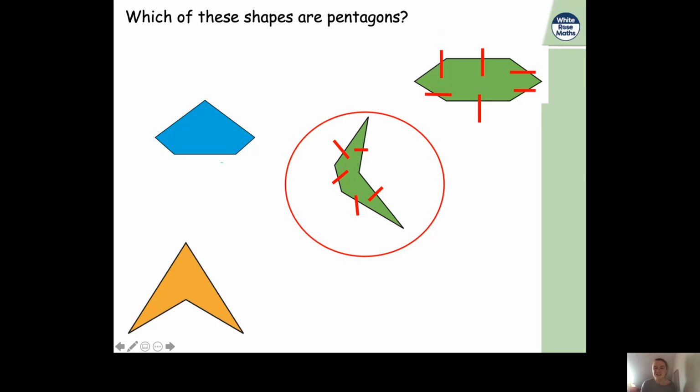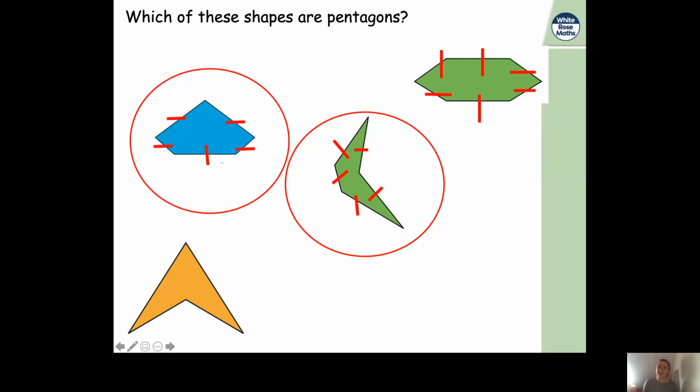Okay, Yeti, so let's look at these together. Well, let's start with the blue shape. Will you count the sides with me as I cross them out? Okay, so we've got 1, 2, 3, 4, 5. Now we haven't got any more sides, have we? And we've got 5 sides again. So that means that this shape, yes, is another pentagon. It's an irregular pentagon. Well done if you spotted that one.